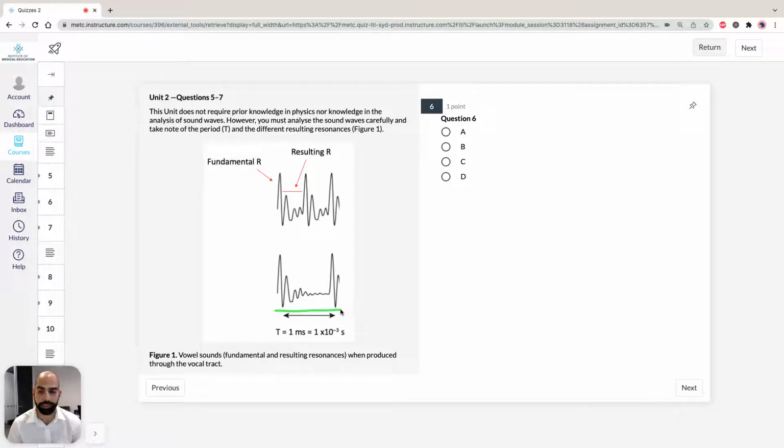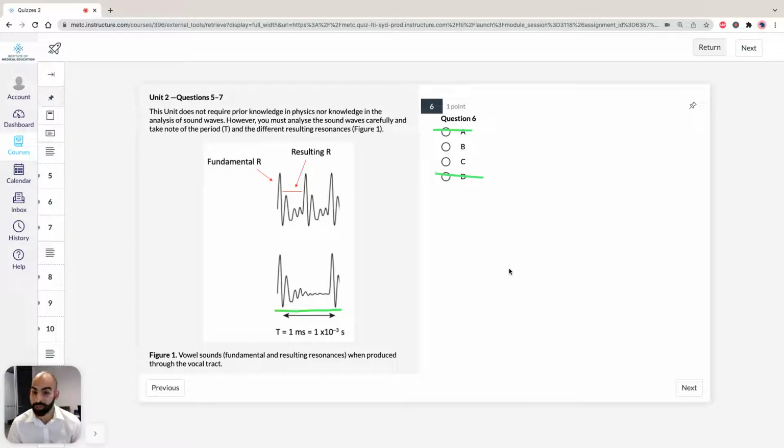So if the period is the same, the frequency is going to be the same. So therefore, we know for question 6, the answer can't be A or D. It has to be between B and C. So it's the resonance.